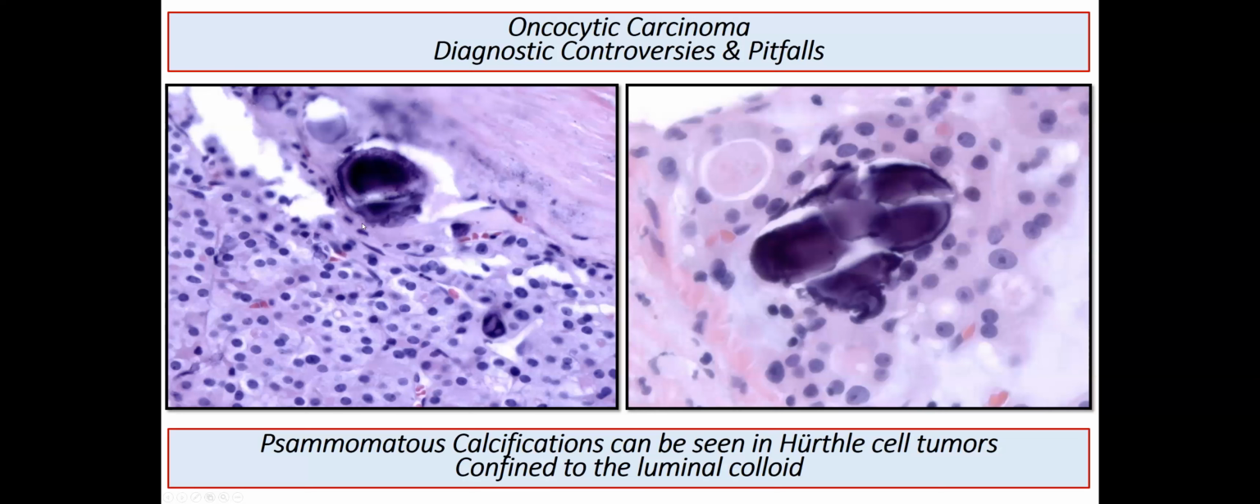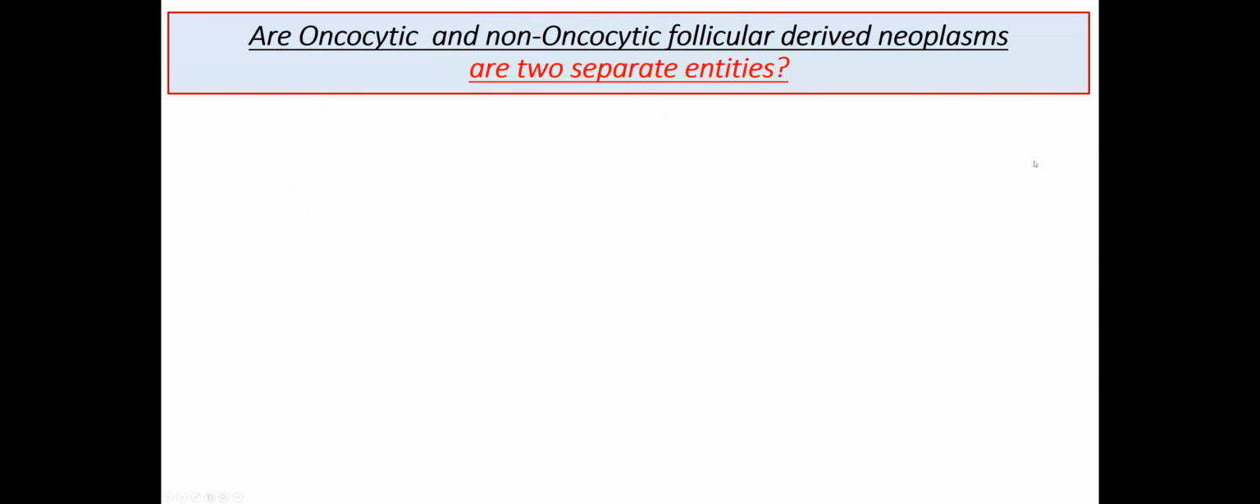Oncocytic carcinomas can also have pseudopsammomatous-type calcification within the colloid. They are not true psammoma calcifications as you see in papillary thyroid carcinoma, so just be careful that this colloidal calcification can mimic papillary thyroid carcinoma. But when you look at the cells and their nuclei, they are not those of papillary thyroid carcinomas.